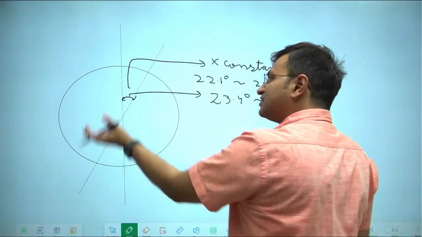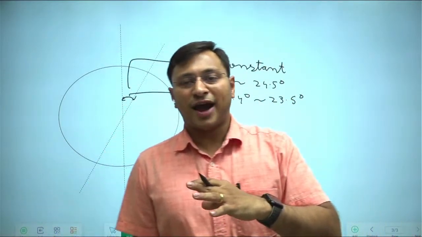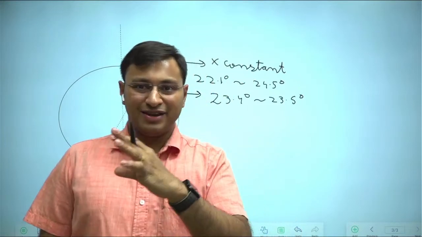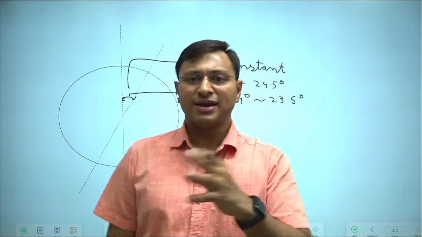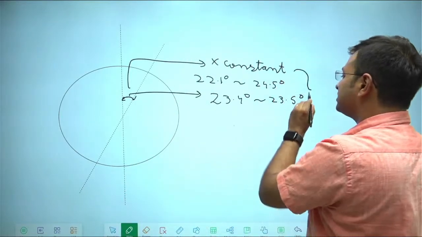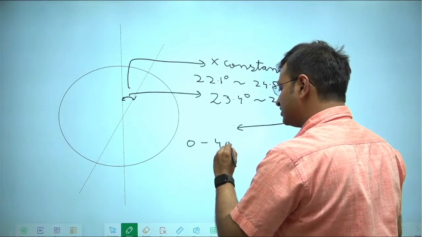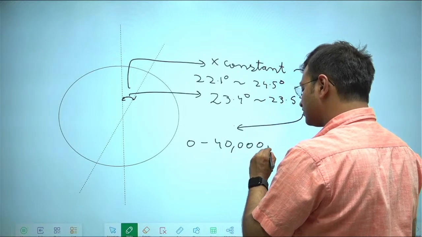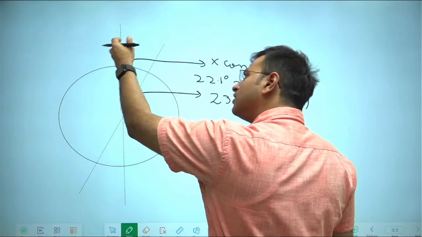Because of this actual tilt of the earth, you have variations in the seasons, you have variation in the insolation received. How those variations happen, I will be discussing. And this variation is roughly over 40,000 years. Over 40,000 years, the earth's axis tends to go from slightly less inclined to more inclined.